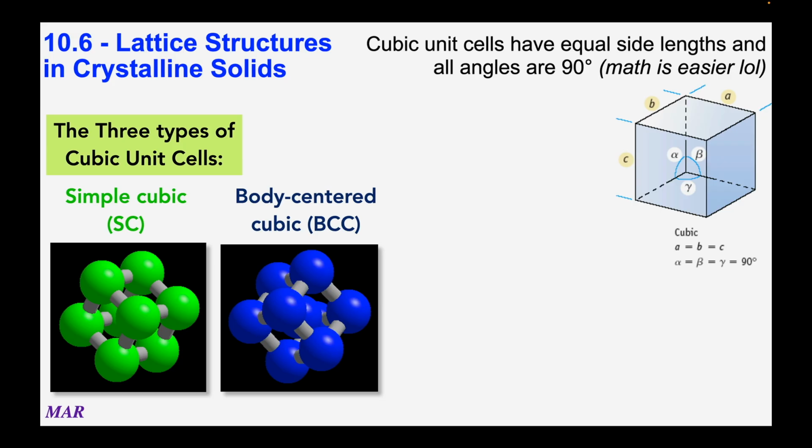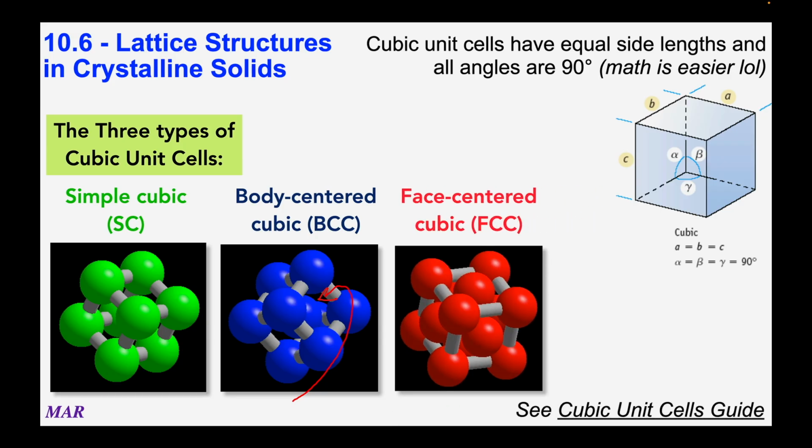The next one we'll talk about is called body-centered cubic, or BCC. Body-centered cubic is the same as the simple cubic: there's an atom in each corner. However, body-centered cubic has, if you look carefully, 1 atom in the middle of the cube, in the body of the cube. So body-centered cubic is like simple cubic with 1 atom in the middle, and that'll be important to us in a little bit.